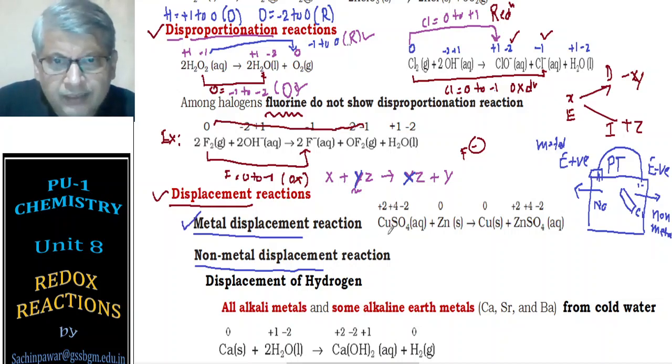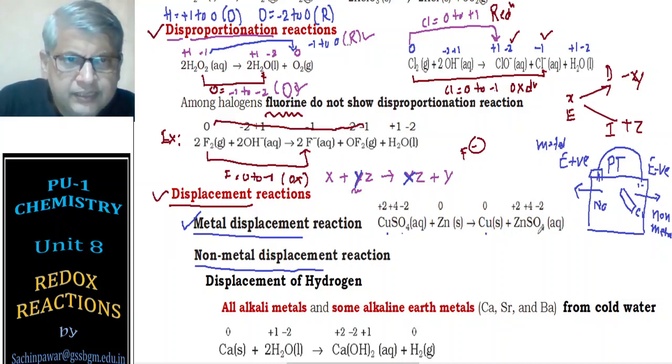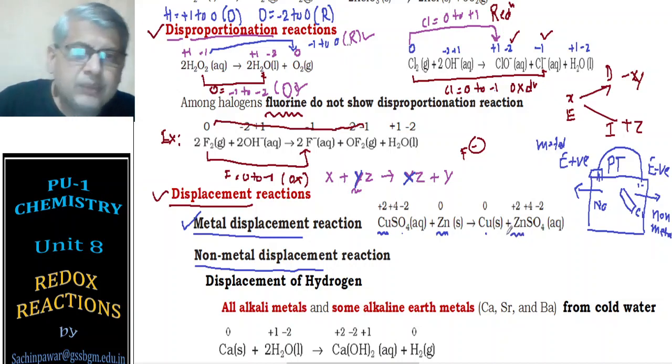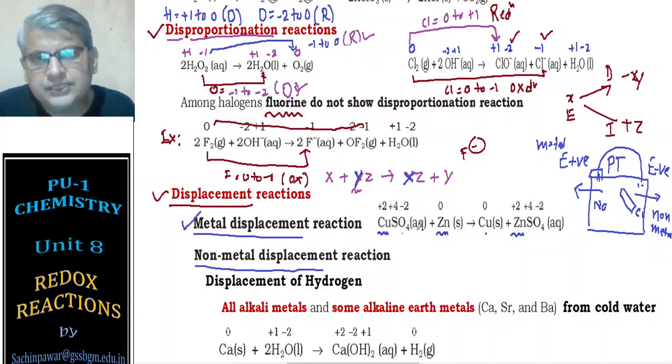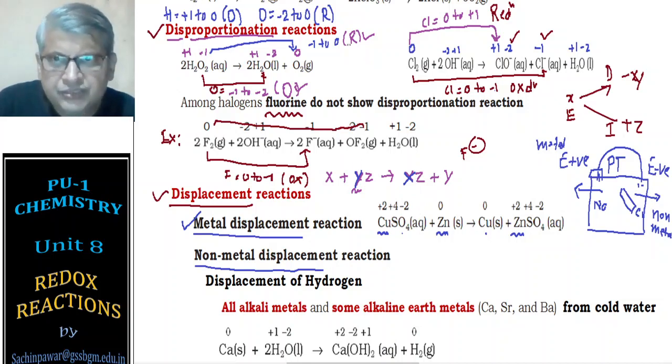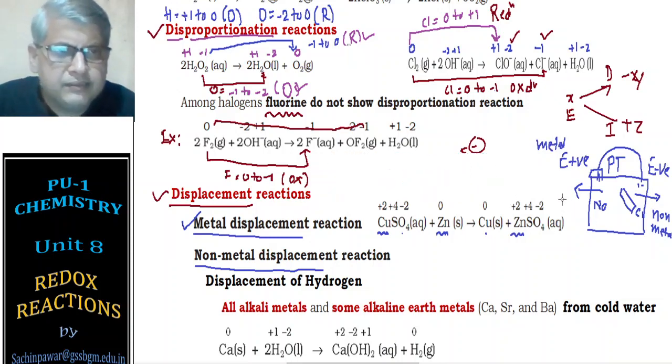Just to give an example here, copper sulfate CuSO4 reacts with zinc to form copper and zinc sulfate ZnSO4. If you check it carefully here, copper has been displaced by zinc. The place of copper is taken by zinc and the copper is displaced out. So this is one simple reaction where it is a metal displacement reaction. Again, let us check whether it is a redox reaction or not.